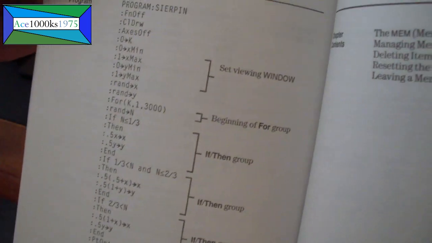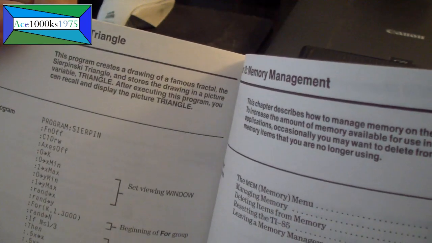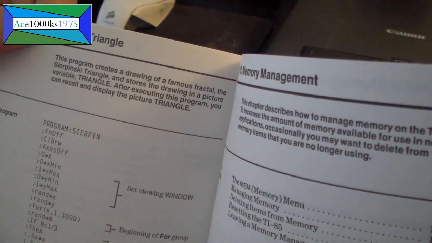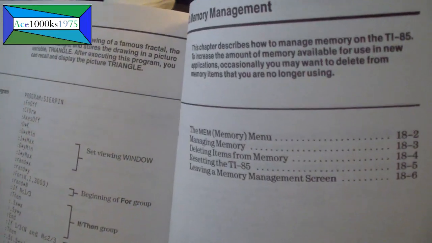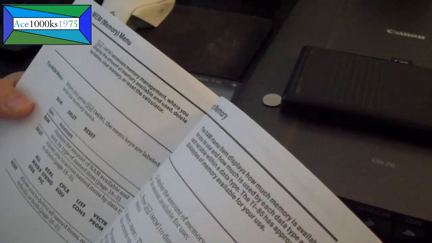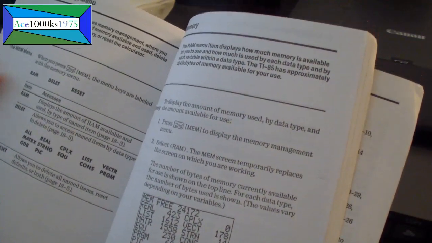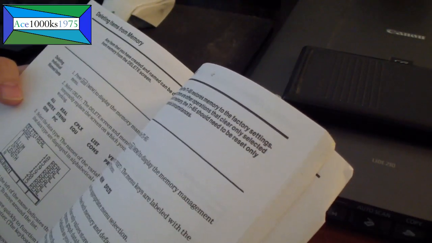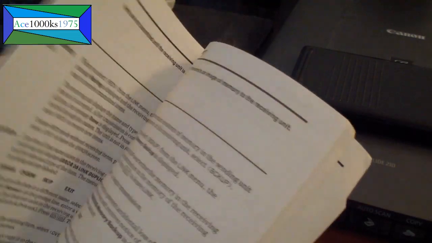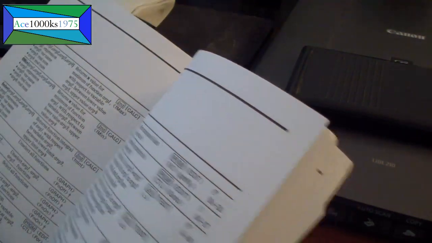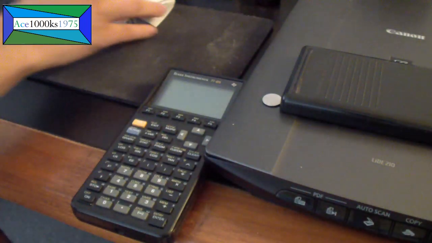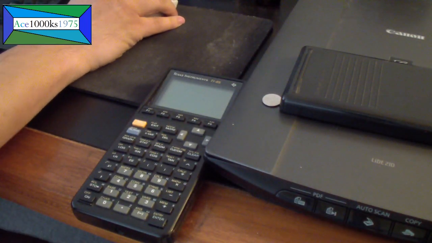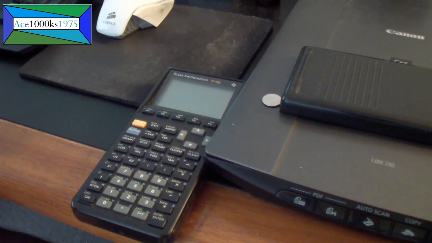So this is another program. It's called Sierpinski's triangle. It's right there. Managing memory. This thing didn't have a lot of memory. I know that. Probably the memory wasn't in megabytes. I think it was more like kilobytes of data which it could store. I'm not sure how much RAM this thing could store, but I can bet that it wasn't very much.